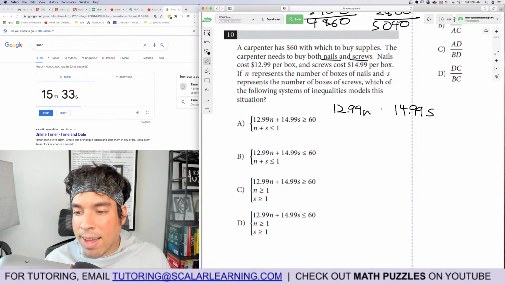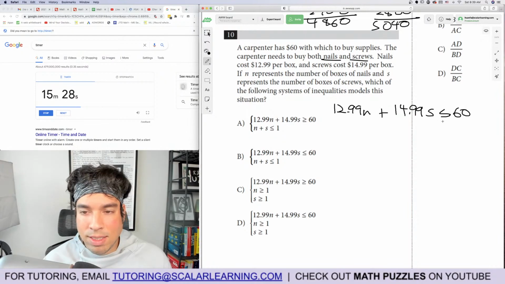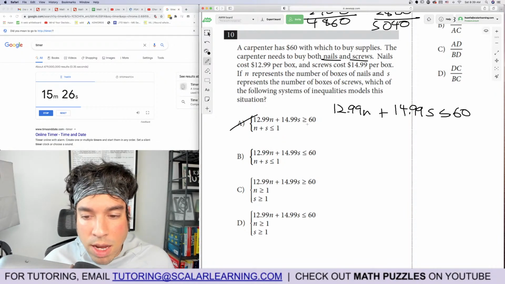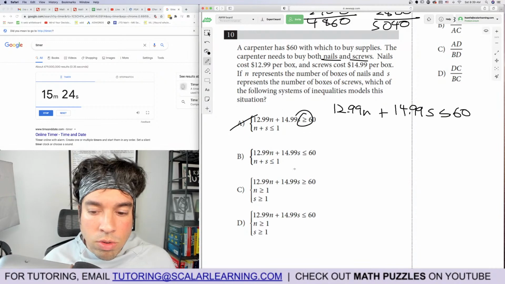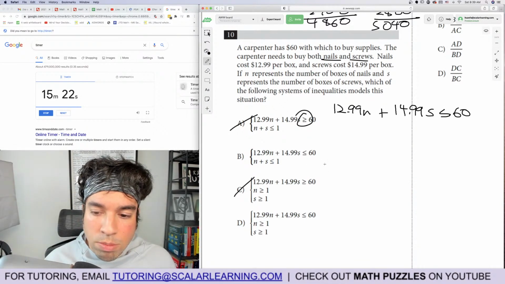So first of all, if I add these together, this has to be less than or equal to 60 because I've got $60. I can't go past it. This is out, wrong way. This is correct. This is out. So it's either B or D.